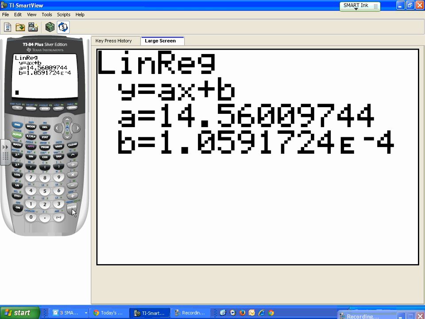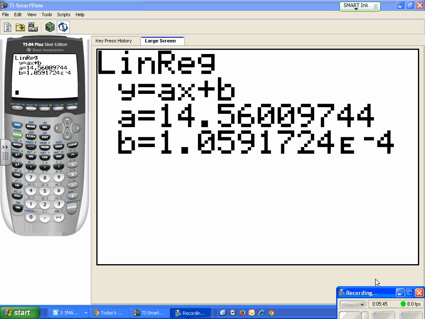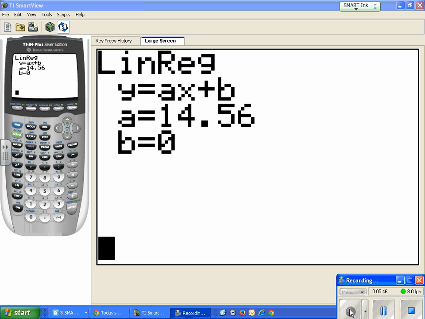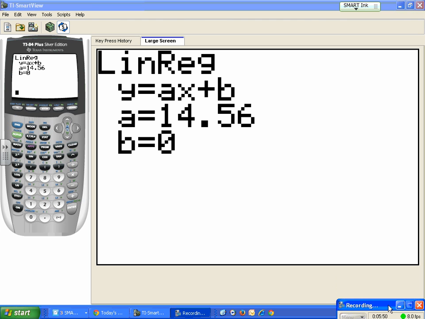Okay, do we put formula under y variables? Yeah, what if mine doesn't already say that? What did you do? Mine does not. Okay, so you should get y equals 14.56x plus 0.